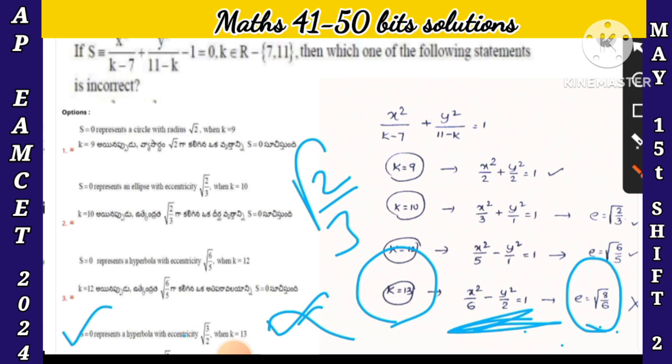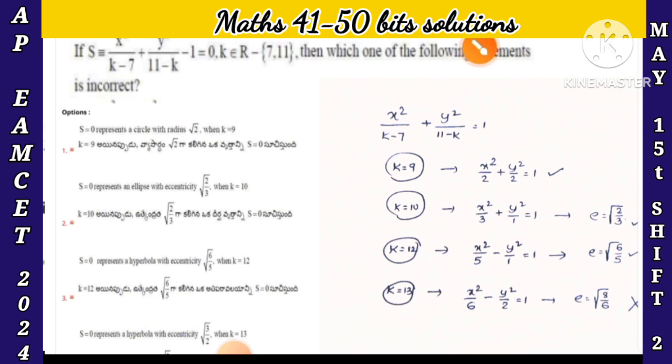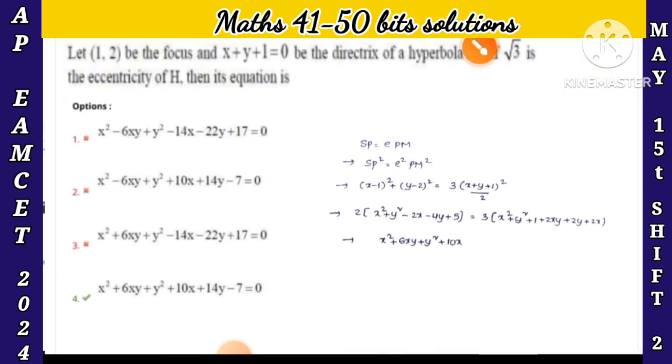Okay. When k is equal to 30, it represents the hyperbola. Yes, up to that statement it is correct, but the eccentricity is given as root 3 by 2, but we get the eccentricity as root 8 by 6. So it is not the correct answer. Understand all of you? Very easy question. We have to check the conditions only. Okay. Now see the next problem.